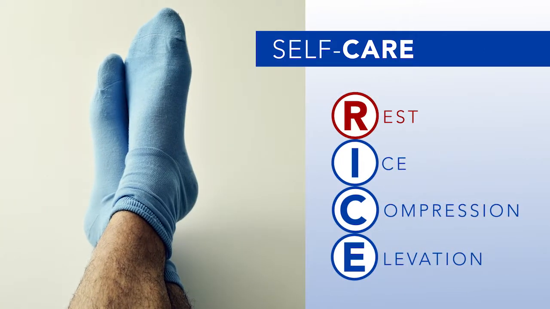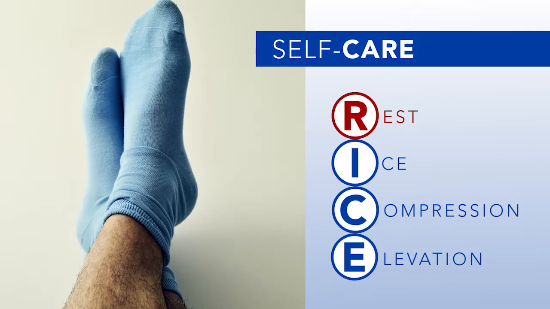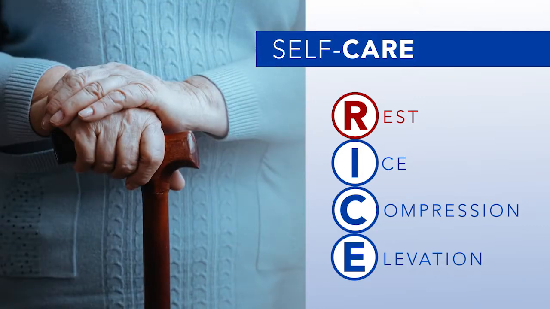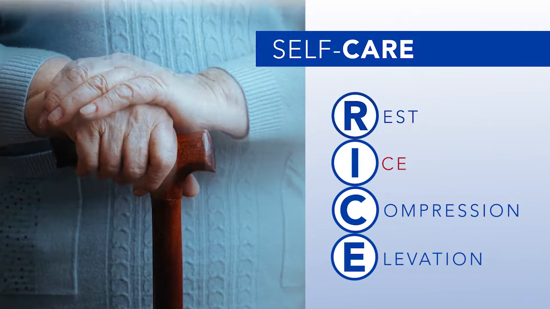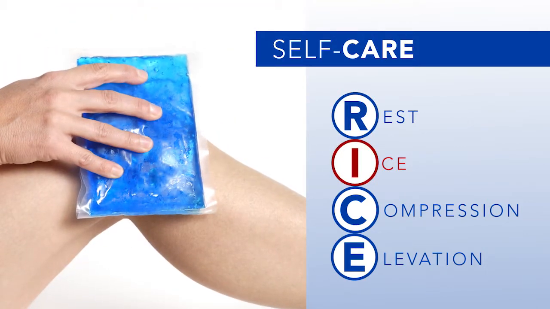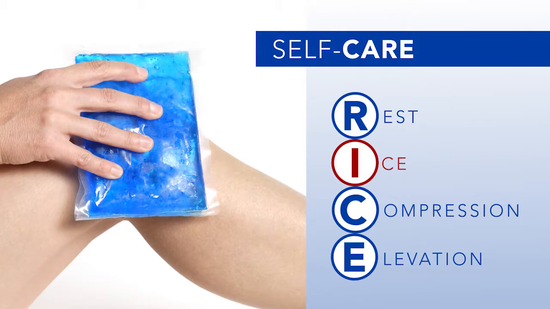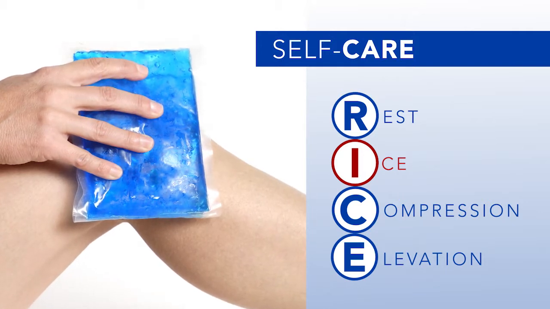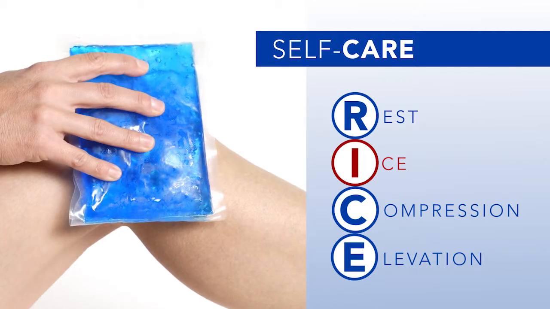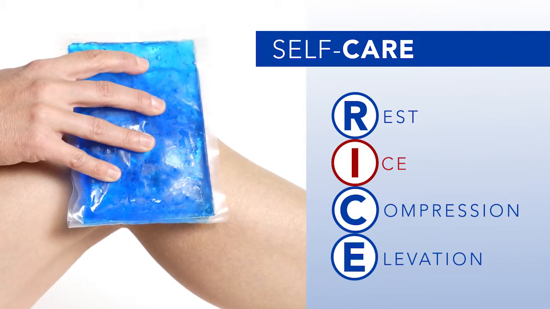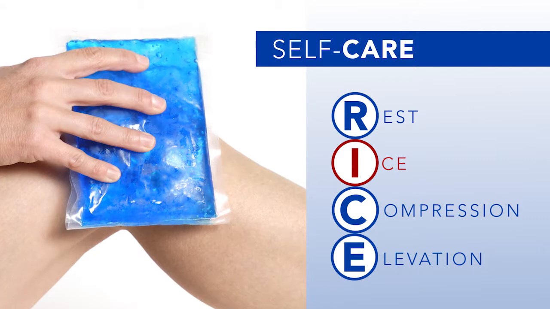Rest can include anything from changing or reducing your activities to resting or trying a cane or walker to reduce pressure on your joint. Ice is as easy as putting a bag of ice or a cold pack in a pillowcase and placing it on your injury for 10 to 15 minutes a few times a day. This can help reduce pain, swelling, and inflammation.